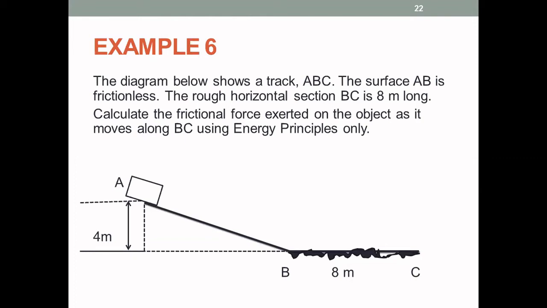Okay, let's do this together. Let's check what we have. So the object comes to rest at C. So we have the displacement here, which is 8 meters. So what we need to do now, we need to calculate the speed here at B.